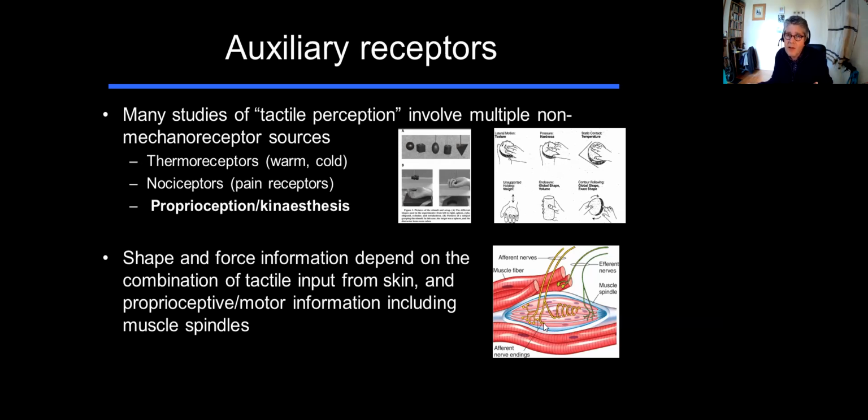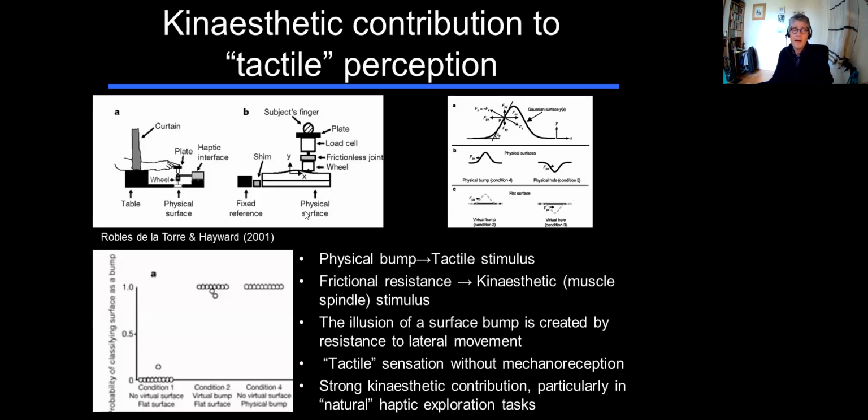So just to give an example of the real importance of this auxiliary proprioceptive or kinesthetic signal, here's a really nice study by Vincent Hayward and colleagues. So what you're doing is you've got your finger on a little kind of railway train, and you can slide the railway train backwards and forwards on a surface by making movements like this, okay? And the railway train's under your finger. It's a little bit like a computer mouse, really.